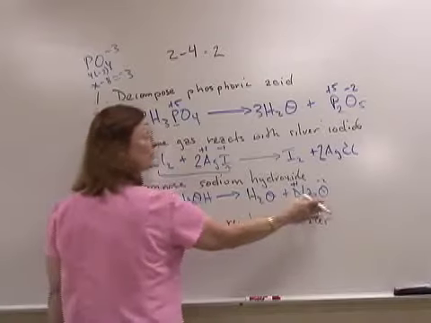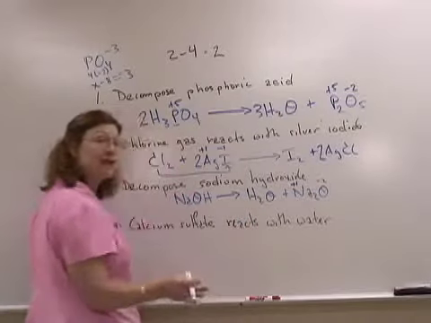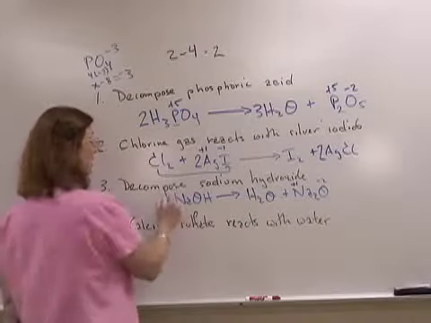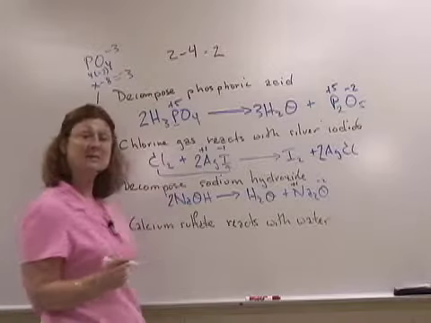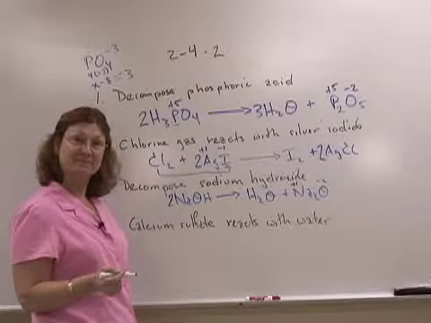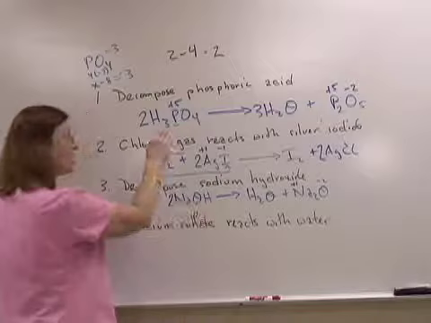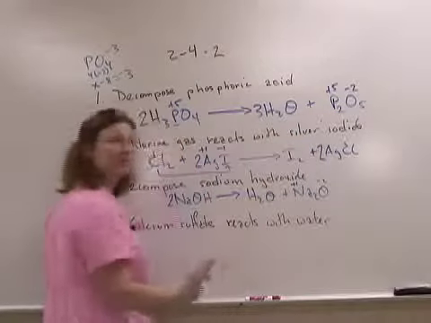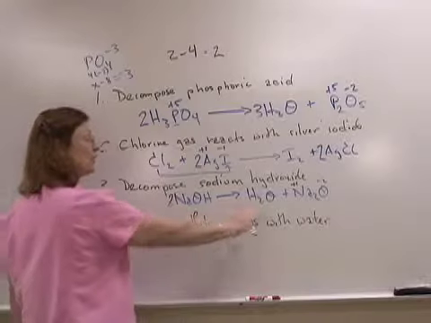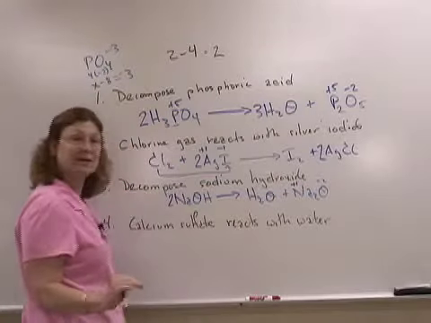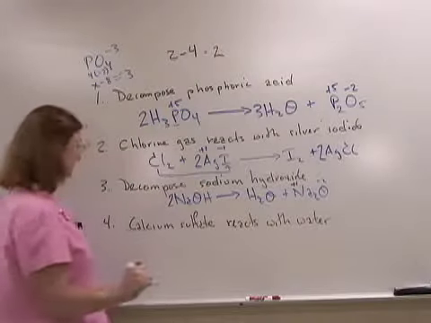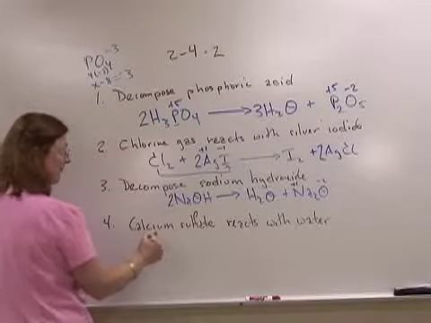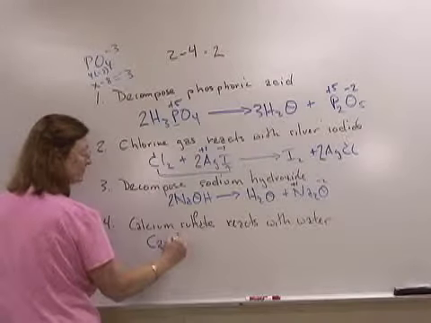Once I have this formula written, I can't go in and change the subscripts. I can only add a coefficient to balance the number of atoms. Now remember, when you have an oxyacid, you always get water and an acid anhydride. When you have a base, you get water and the base anhydride. And that makes sense.